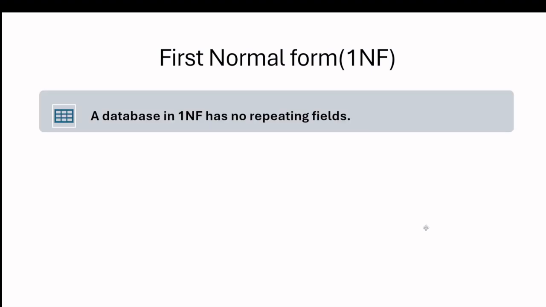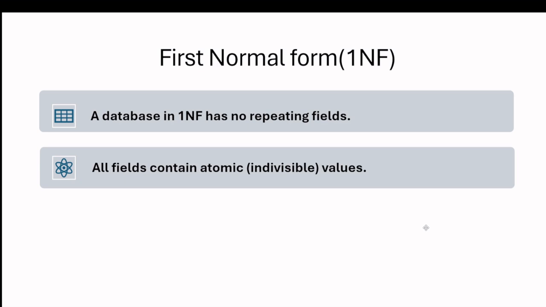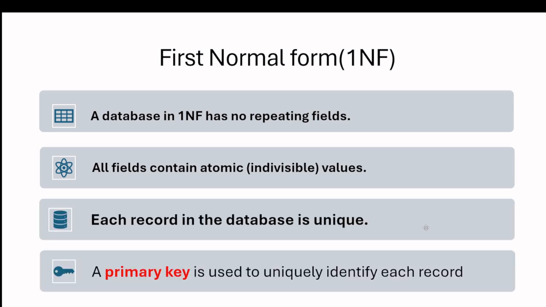Let's refresh our minds as far as 1NF is concerned. First of all, a database in 1NF has no repeating fields, all fields are atomic, and each record in the database is unique. That means they have a primary key. Now, I want us to touch on primary keys briefly before we move on to second NF. When we talk about primary keys, a composition of other fields, 2 or 3 fields put together, are also referred to as primary keys, but we give it a new name, composite keys or compound keys.